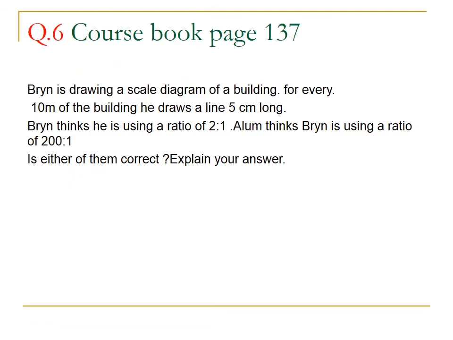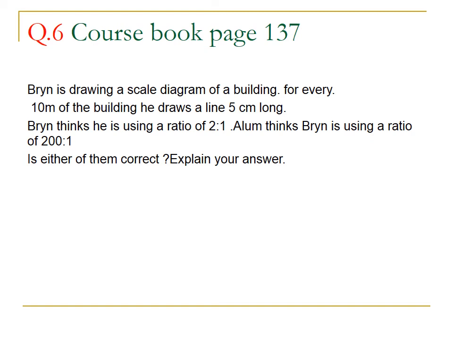Now we have this question from your course book, page 137, question number 6. Brian is drawing a scale diagram of a building. For every 10 meters of the building, he draws a line 5 centimeters long. Brian thinks he is using a ratio of 2 to 1. Alan thinks Brian is using a ratio of 200 to 1. Is either of them correct? Explain your answer. First, what is Brian doing?